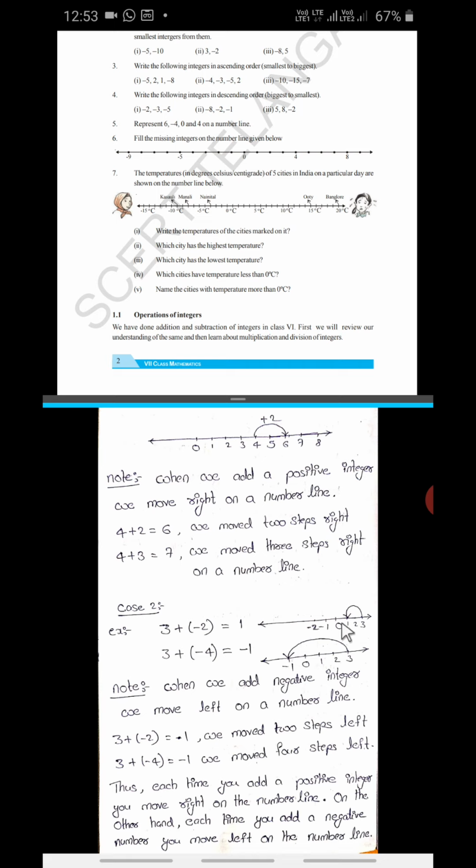So in the number line, how to represent it? We have to start at which point? We have to start at number 3.